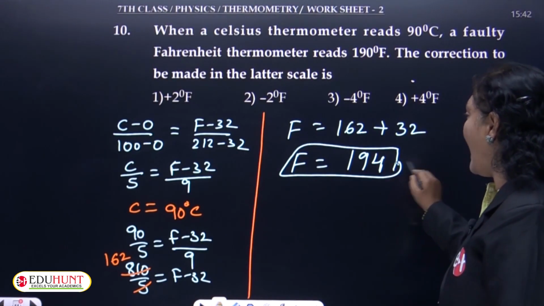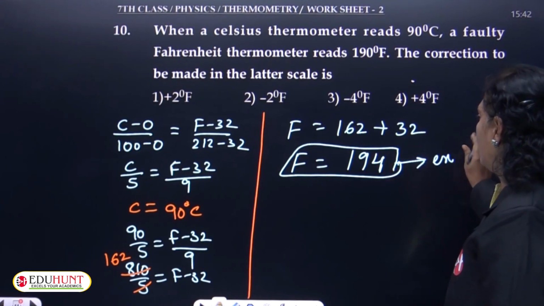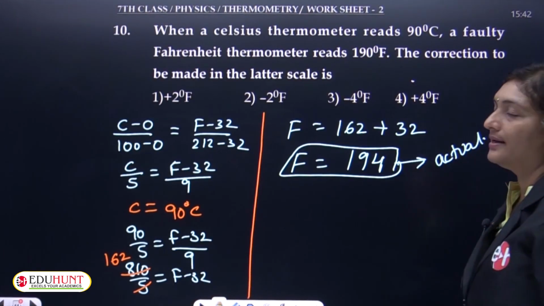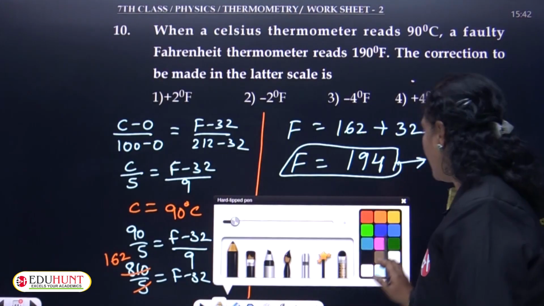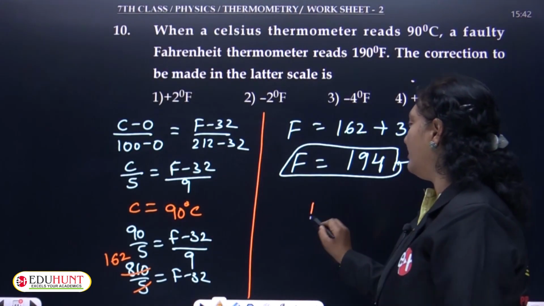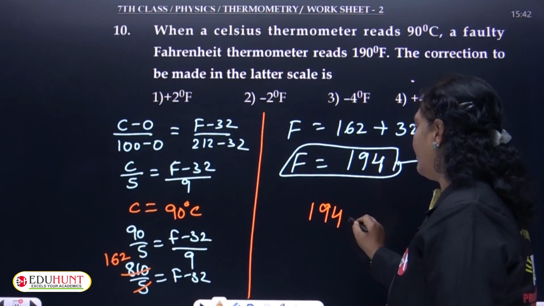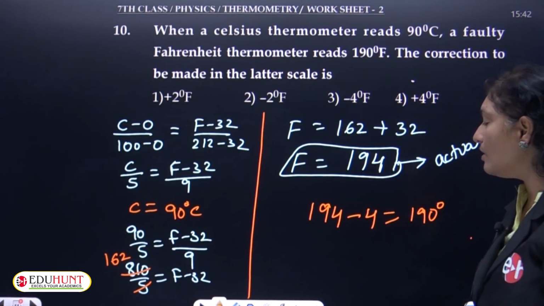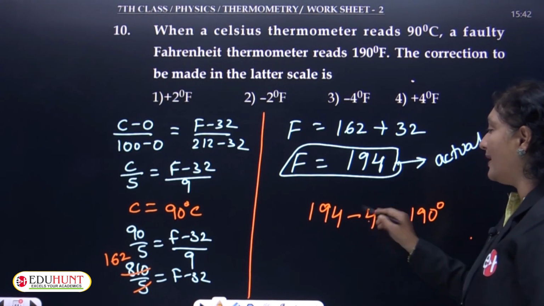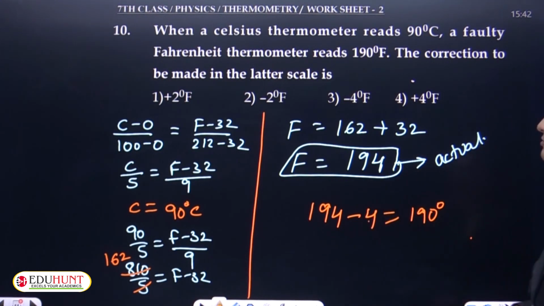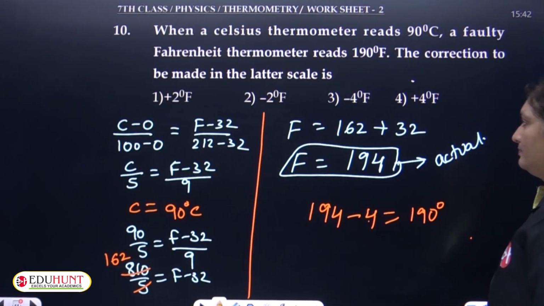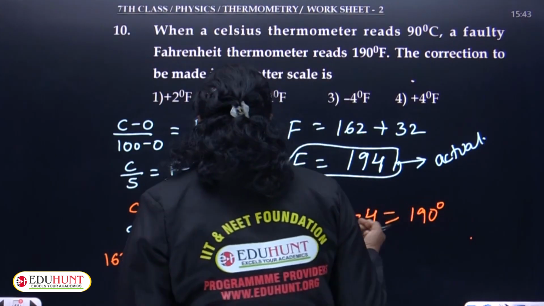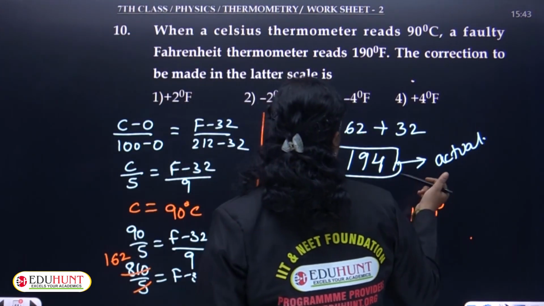So the actual reading should be this value, but the faulty thermometer reading is 190. So what must be the correction to be applied? If for 194 you subtract 4, then we are getting the value as 190. So how much correction should be made to the given reading to get the correct value? So 4. Hence, the correct option for this 10th question is plus 4 degrees.